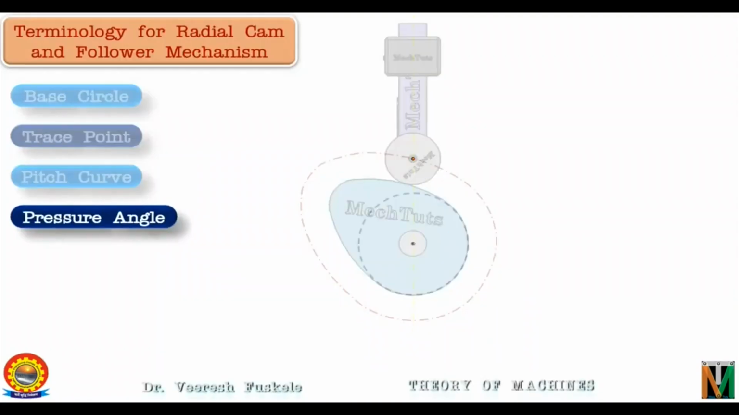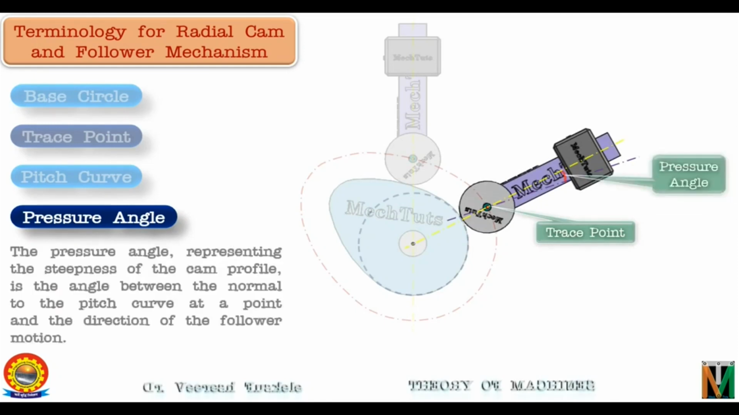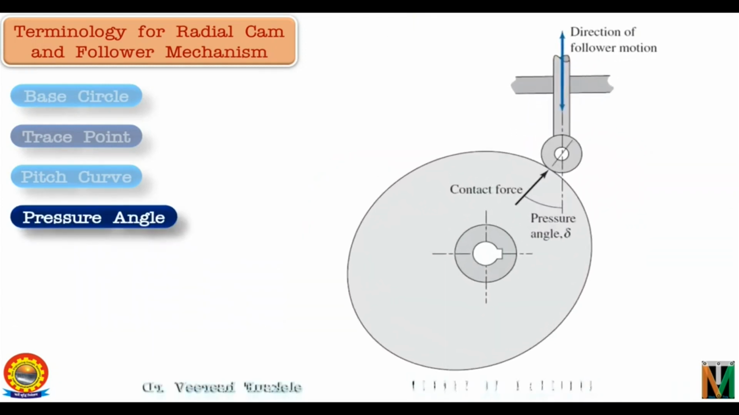Next, we discussed the pressure angle in detail and learned that it is the angle between the direction of the common normal, that is, the direction of the normal contact force, and the direction of the follower movement. We also learned that the pressure angle in the case of a translating follower should be less than 30 degrees and for an oscillating follower should be less than 45 degrees.